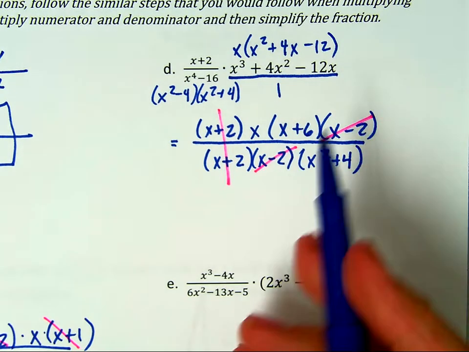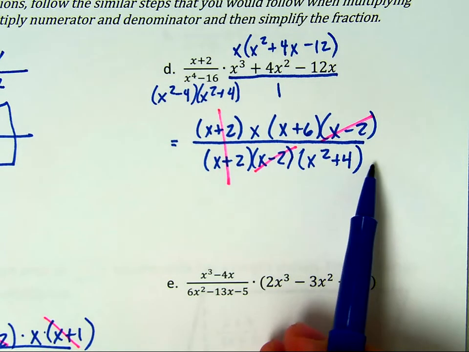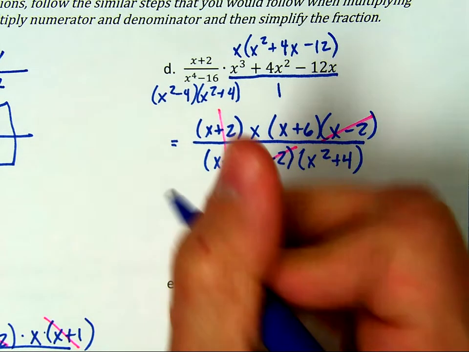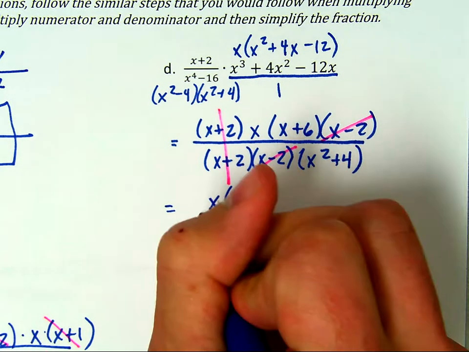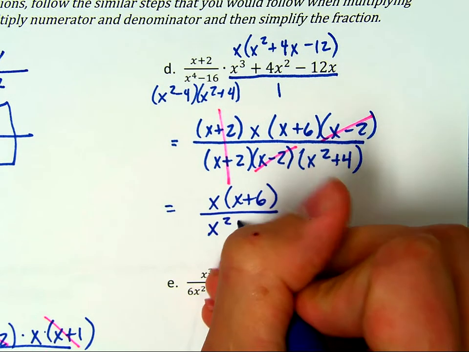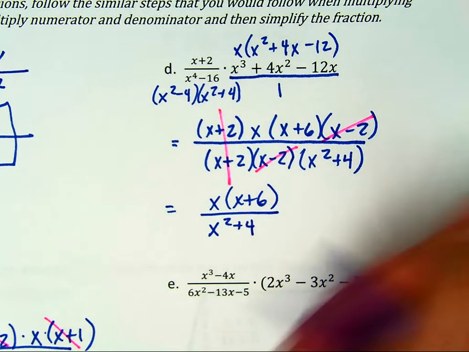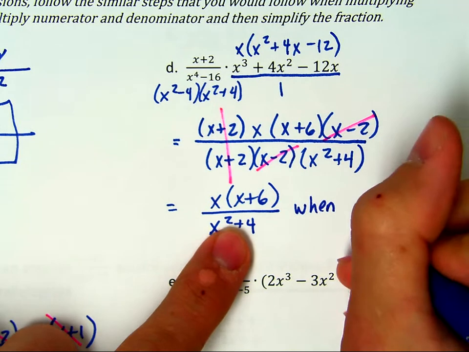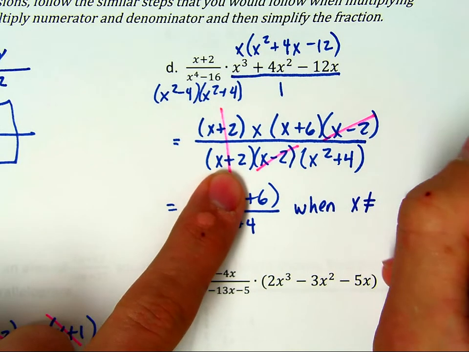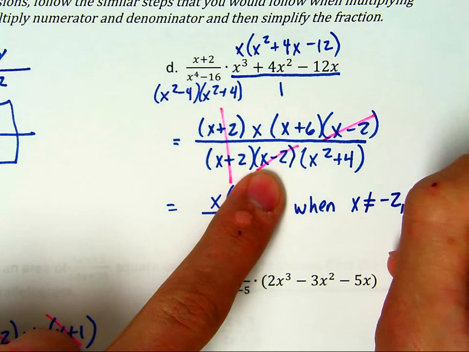And I've got an x, no other single x down here, x plus 6, no x plus 6. So we end up with x times x plus 6 over x squared plus 4. Okay? But this is only true when x is not negative 2 or 2.